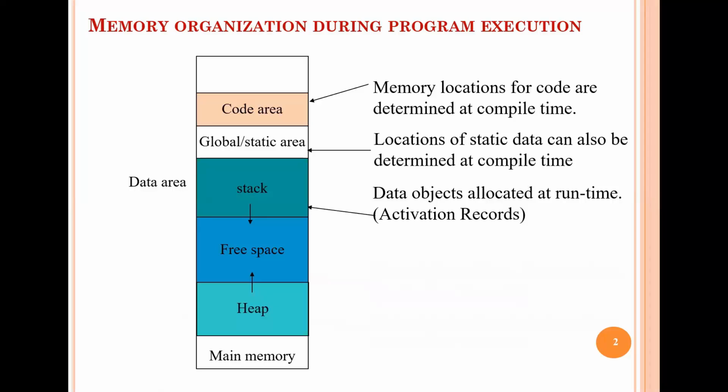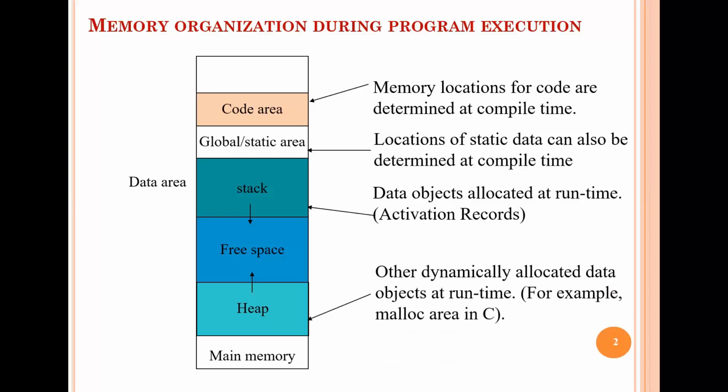Stack moves downward, heap moves upward. Stack is used for data allocation at runtime, and basically all the activation records are stored in the stack. Activation records are created whenever we make any procedure or function call.